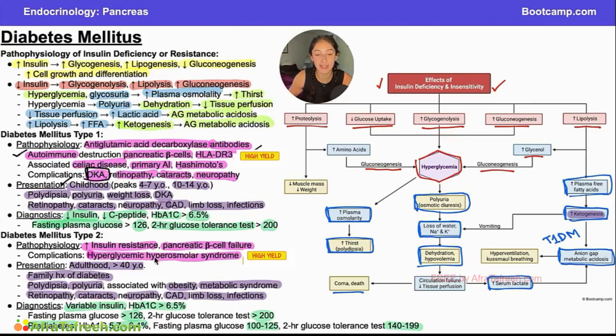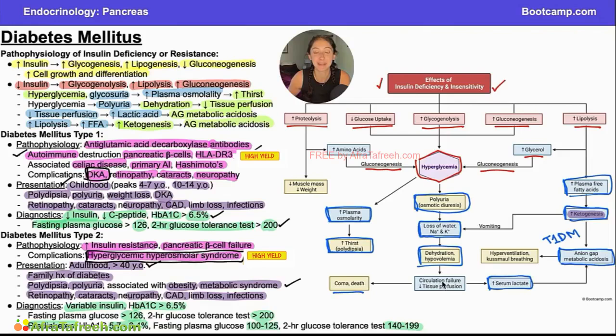In contrast, type 2 diabetes is going to present in adulthood. It is not an autoimmune process. It's more controlled by these lifestyle factors that can also contribute to metabolic syndrome. And instead of DKA, type 2 diabetes is associated with HHS. Finally, remembering this golden number that greater than 6.5% hemoglobin A1C is diagnostic of diabetes, as well as having a 2-hour glucose tolerance test over 200 could be important numbers for you to be aware of on step 1.